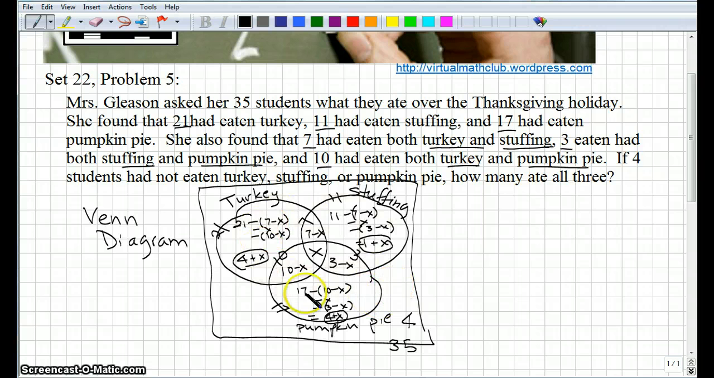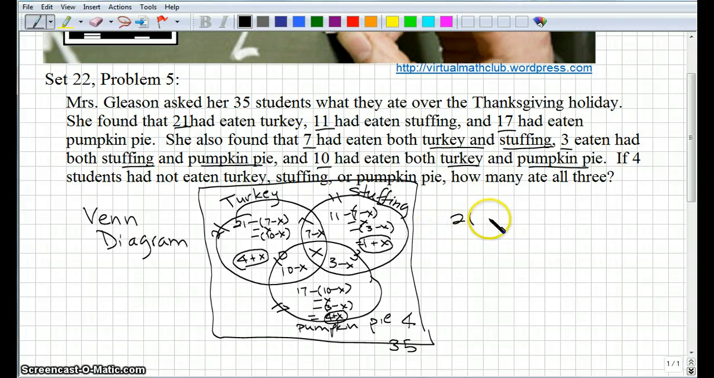So within these 3 sets, we have a total of 31. If we were to add up all these regions in this Venn diagram, we should get 31 kids. So let's do that. The first thing I'm going to do is take this whole set, which is 21, so I'll just write 21. Instead of writing 4 plus x plus 10 minus x plus 7 minus x, I know that's 21. So that'll simplify things. This whole thing is 21, the whole set of kids that ate turkey. And then I only have 3 more regions that I have to add in.